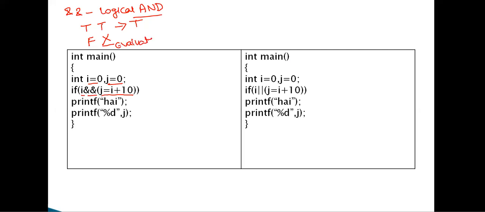Remember, this is very important. If the first expression is false, the second expression is not evaluated. Why? If this is false, the second expression, whether it is true or false, obviously the result is false, so no need to calculate. See the example, if of 0 && ... 0 means false. If it is false, this expression is not evaluated. So obviously if of 0 means the condition fails. If the condition fails, the statement is not executed.